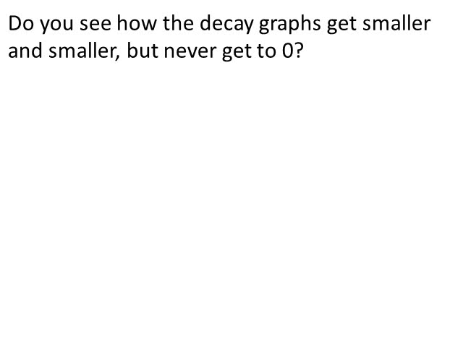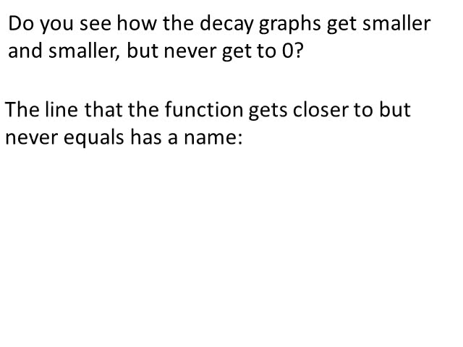So that line, y equals 0, that this graph gets closer and closer to but never crosses or even equals, has a special name. It's called an asymptote. That's how you pronounce it. The P is silent and the AS sounds like ass, so asymptote. When they talk about an asymptote, we're talking about a line that the function gets closer to but never actually crosses. So let's talk about interest.